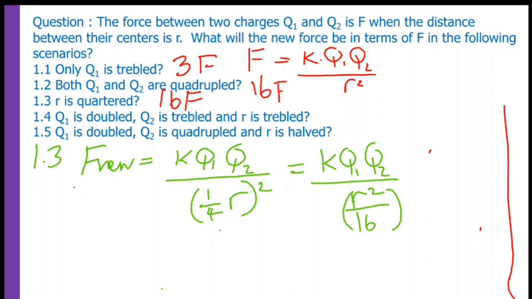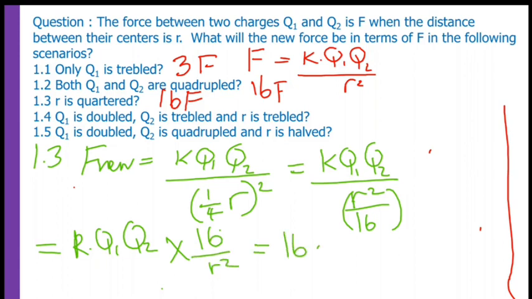Now we can simplify this easily. Remember one of the ideas of dividing fractions. So this is K Q1 Q2 divided by R squared over 16. This line here means division. So we can change division to multiplication, then we invert 16 over R squared. So this becomes 16 times K Q1 Q2 over R squared. This is the same as 16 of F.